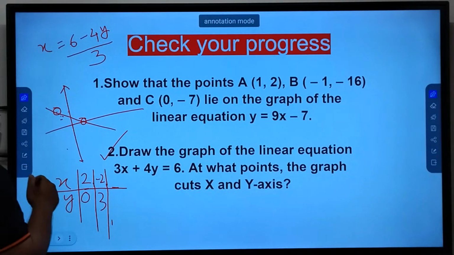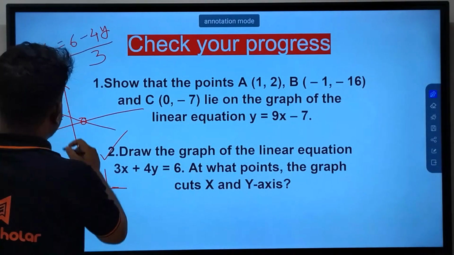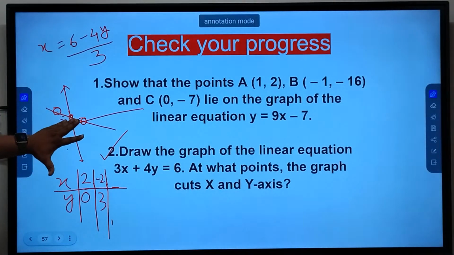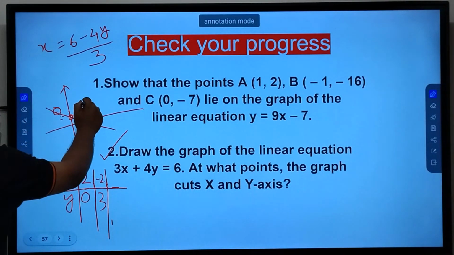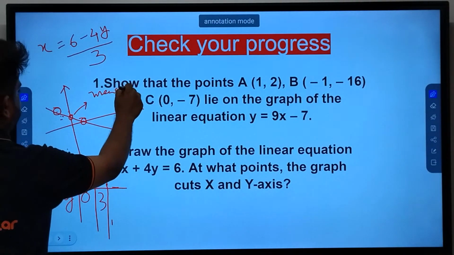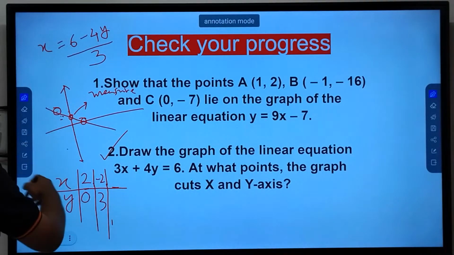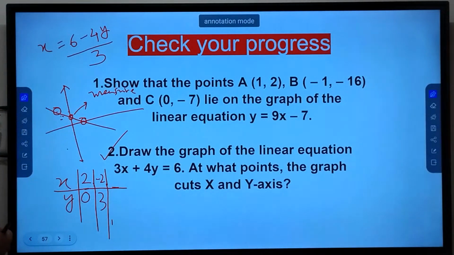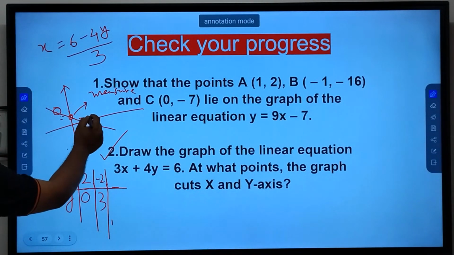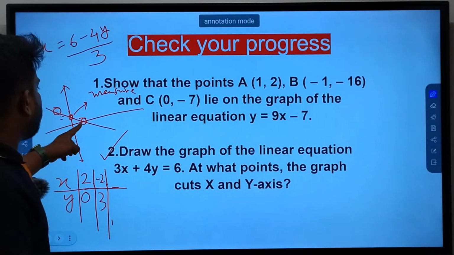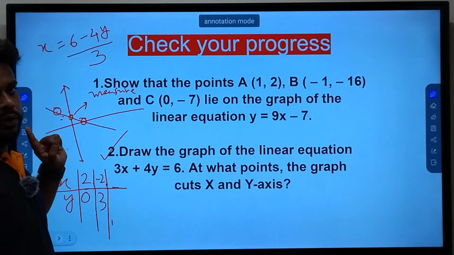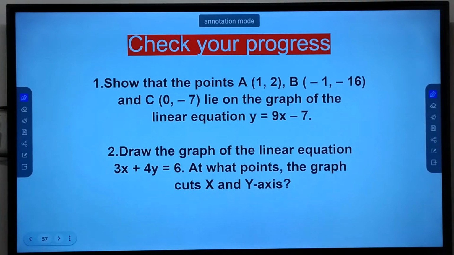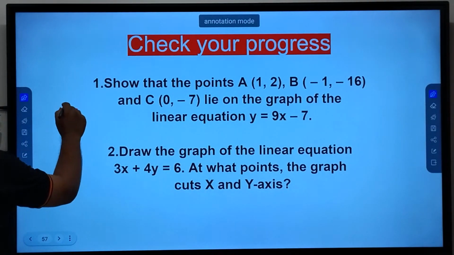Okay, so at which points are they cutting the axes? One is this point, 0 comma, you have to measure it. I don't have the means to measure it here. And this point will be, it will be 2 comma 0, and for the other you have to measure it. Got it clearly?